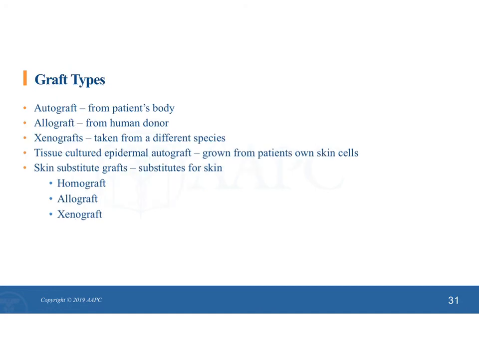Autografts are taken from the patient's body, and allografts are taken from a human donor and can be dermal or epidermal. They are reported based on graft, depth, location, and size. Tissue-cultured epidermal autografts are coded in the 15150 through 15157 code range. These are grafts that are grown from the patient's own skin cells.